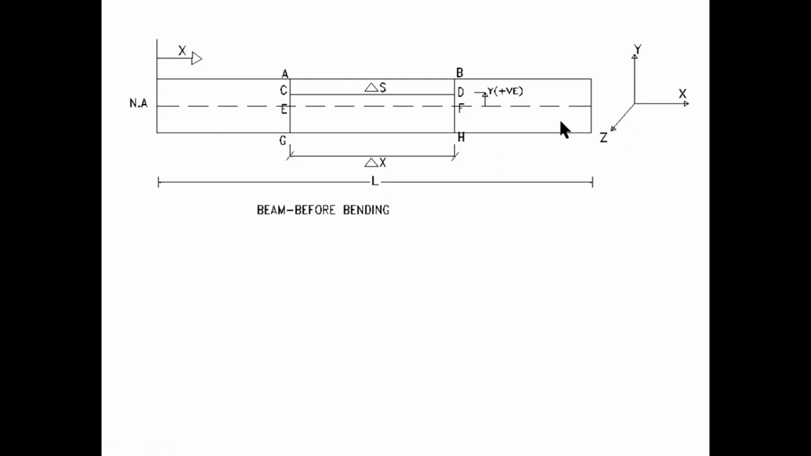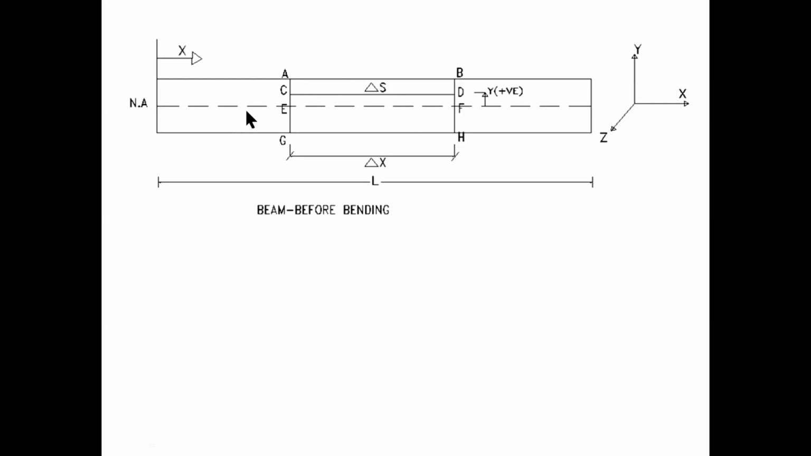Then we will look at a small segment. Let's take a small segment of the beam and call that delta x. The dashed line here denotes the neutral axis, and we have shown another horizontal line at a distance y above the neutral axis in the compression zone, and we call that delta s. Then at either end of delta s or delta x, we have shown two vertical lines.